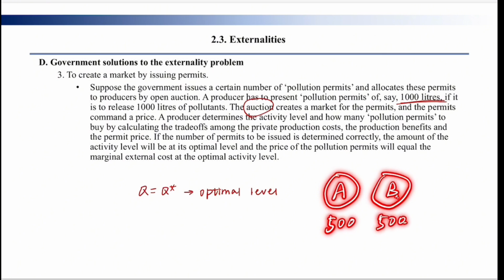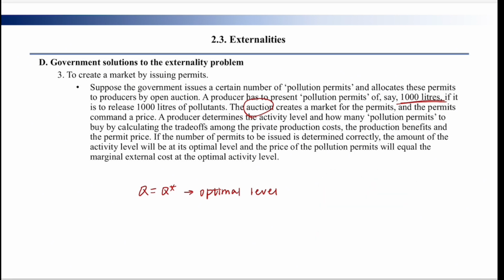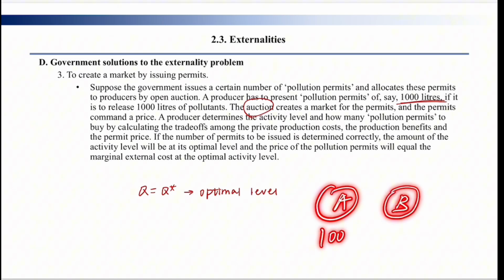That means factory A, you can discharge 500 tons of pollution, and I won't punish you. And for factory B, you can also discharge 500 tons of pollution, and I won't punish you either. However, if factory A wants to expand its production and discharge 1,000 tons of pollution, the factory has two options.